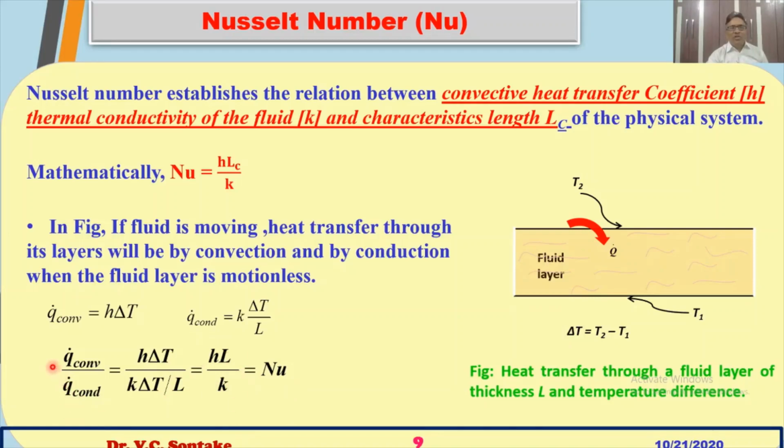From here I can also define Nusselt number as the ratio of heat flux rate by convection to the heat flux rate by conduction. This is a very important discussion actually. When fluid is in motion, heat transfer across the fluid layer will be by convection. But the moment fluid is motionless, the heat transfer rate across the fluid layer will be by conduction. So this is another expression for Nusselt number.